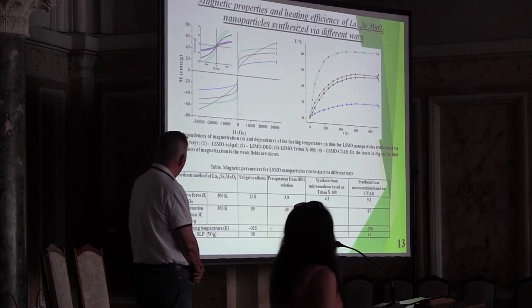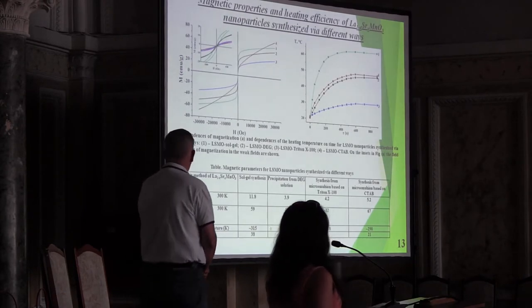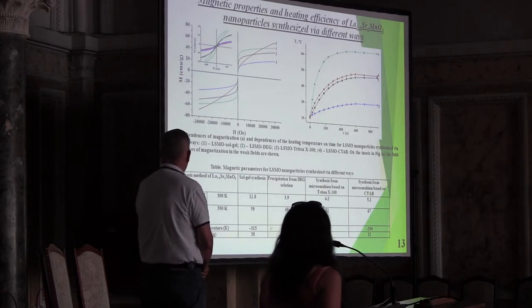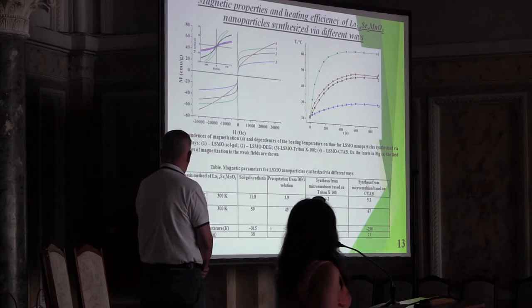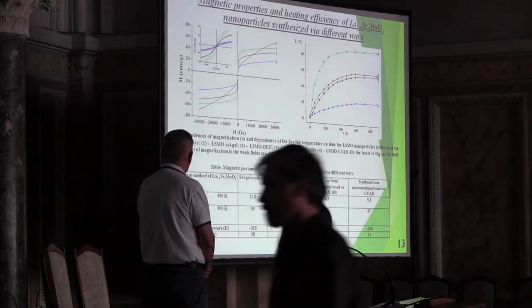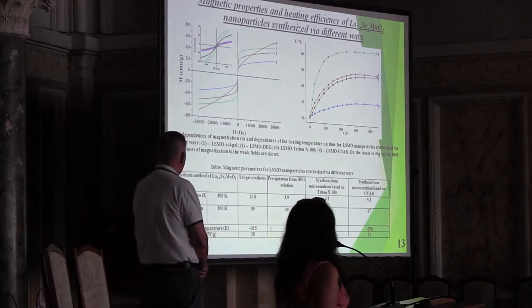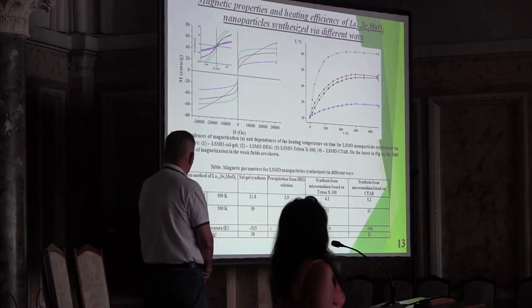Magnetic properties for all samples were studied, and the main magnetic parameters are summarized in the table. As you can see, magnetic properties significantly depend on the synthesis method and also on the morphology of nanoparticles. With a decrease of the particle size, magnetic properties also decrease.